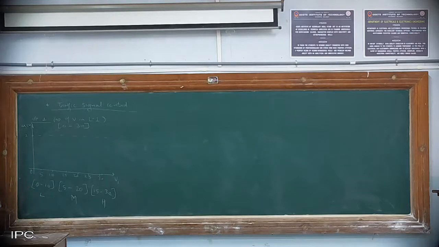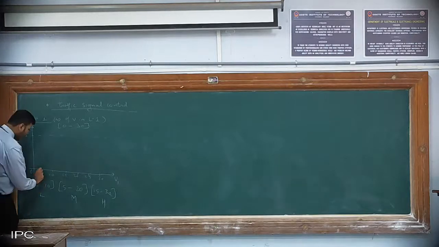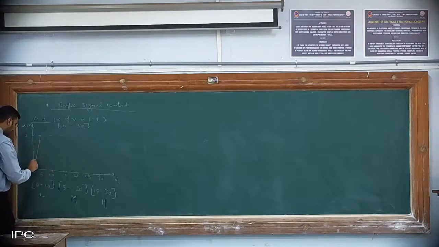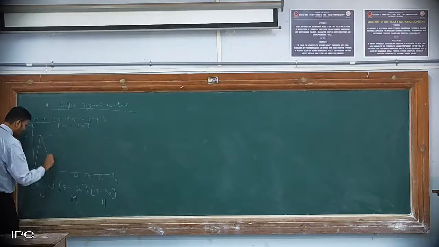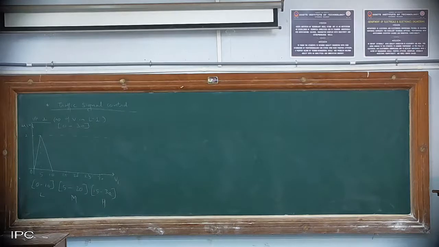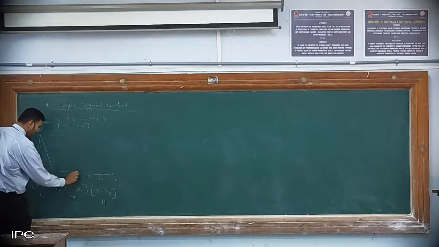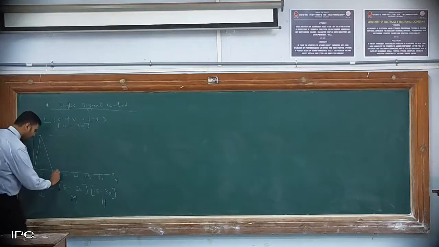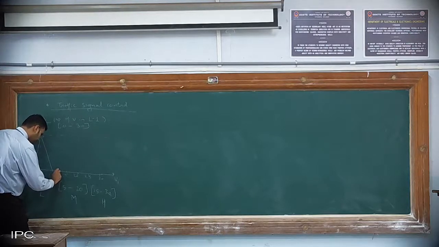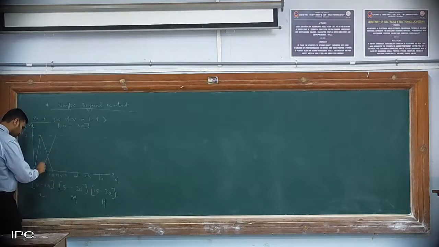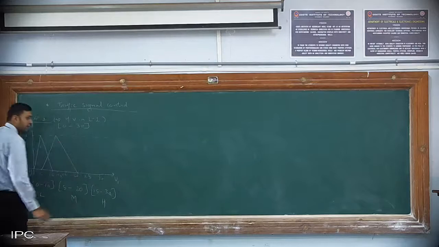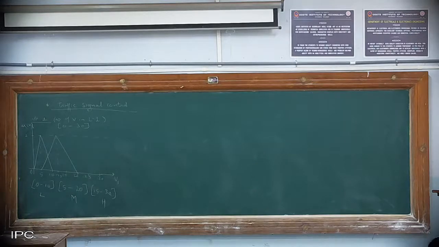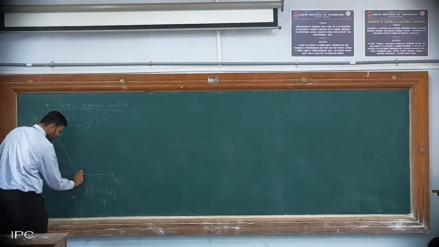So 0 to 10, how will you draw? What should be the shape of the membership function? We can take it as triangular. So 0 to 10, 5 will be maximum. Next, 5 to 20, triangular again. What is the center of 5 to 20? 12.5. Next, 15 to 30, what is the center? 22.5.